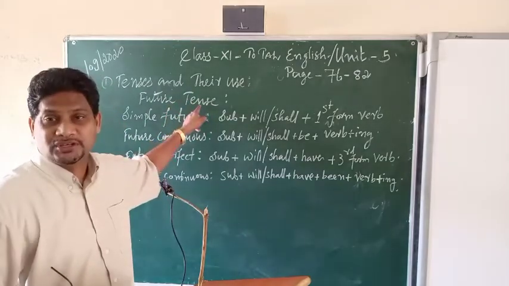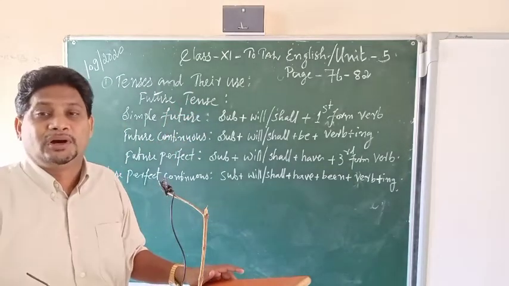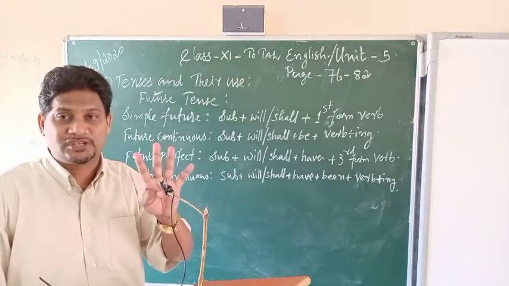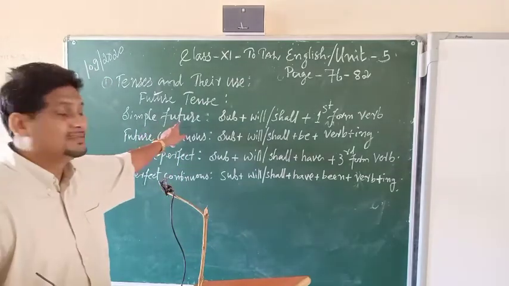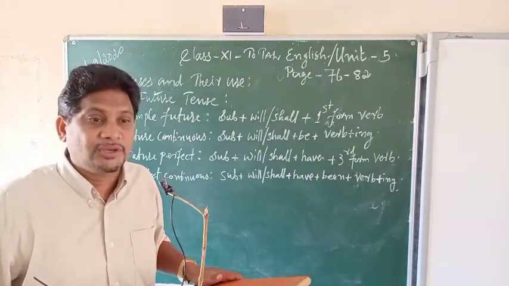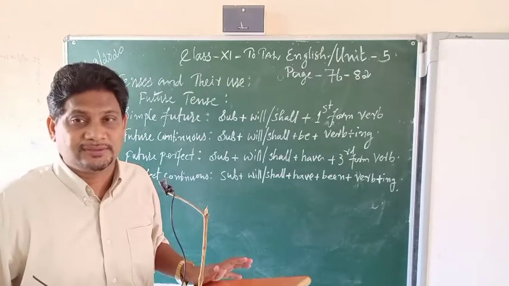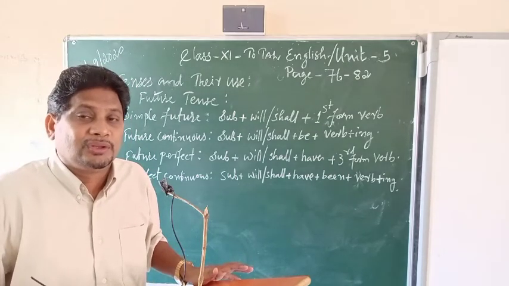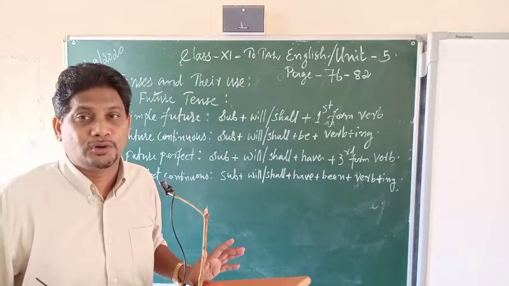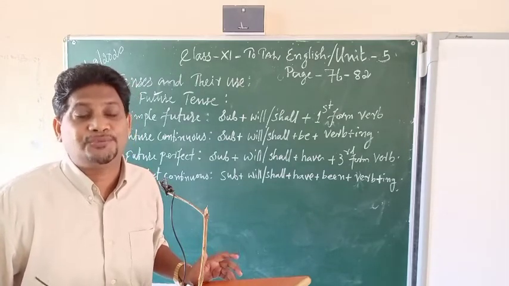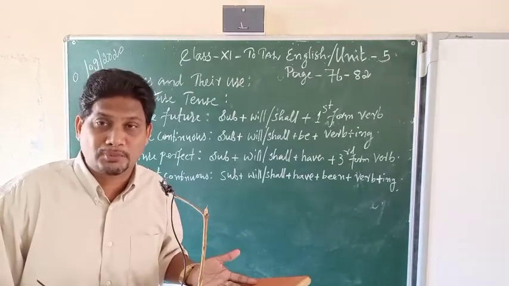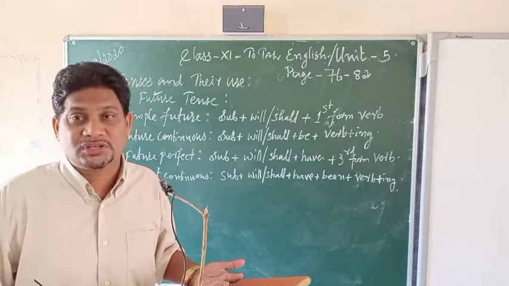What is that? Future tense. As you all know, future tense has also got 4 divisions, that is simple future, future continuous, future perfect, and future perfect continuous. How to use this future tense, that is very important. If we want to use it, first and foremost we need to know how to formulate it. What is the formula of making future tense?